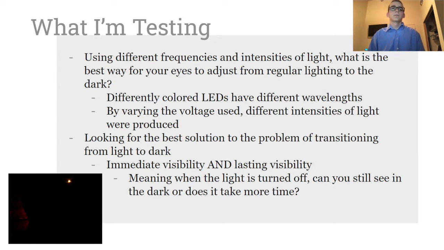The purpose of this is looking for the best solution to the problem of transitioning from light to dark. There were two separate things that I was testing. The first was the immediate visibility, and the second is the lasting visibility. The immediate visibility is how long it would take you, immediately after going into the room, to be able to transition to darker surroundings. The lasting visibility is, once you are in those surroundings and your eyes have somewhat dilated, are you able to have no lights on and still be able to see anything?